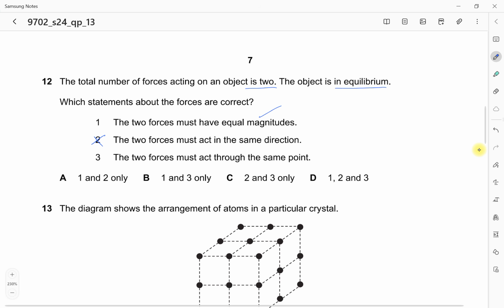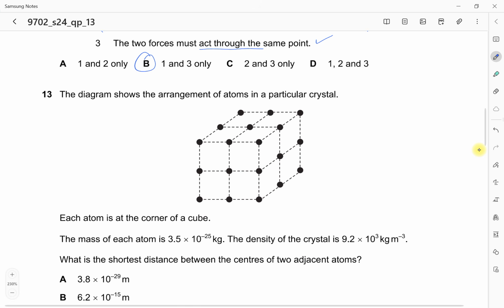Because remember, for the body to be in equilibrium, the resultant force should be 0 and the resultant torque should also be 0. The two forces must act through the same point. If they act through the same point, then they have no moment about any given point. So if one force acts there and another one acts in that direction and they are equal in magnitude, none of them causes a resultant moment. So it means this is also going to be true. So the answer is going to be 1 and 3, which makes the answer to be B.